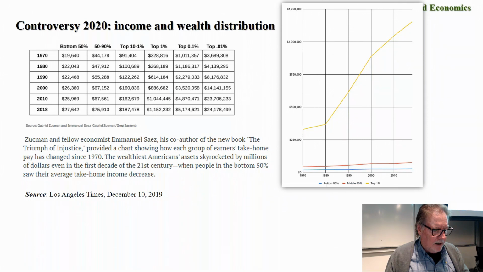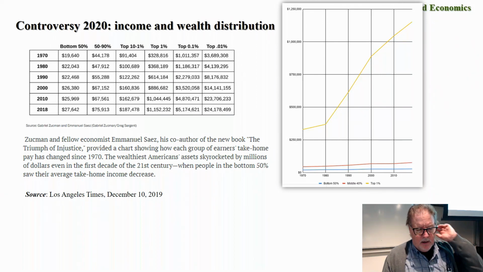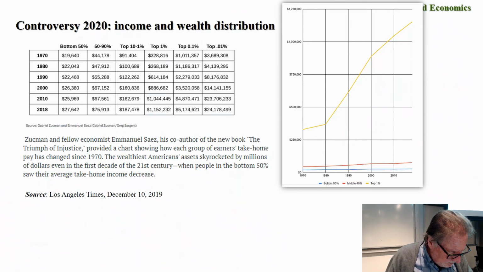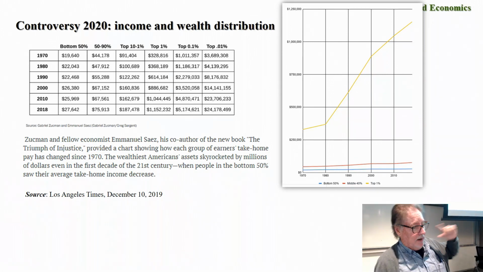So this was the triumph of injustice. This was exposed in the Los Angeles Times on December 10th, 2019. And so the argument here is that when you take a look at how much, let's see, are we looking at wealth here, income? This is take-home pay, so this is income. When you take a look at the bottom 50%, in 1970, that amount adjusted for inflation was $19,000, and in 2018, that amount was $27,000, and so that's represented by the little blue line at the very bottom of the graph that you can barely see.